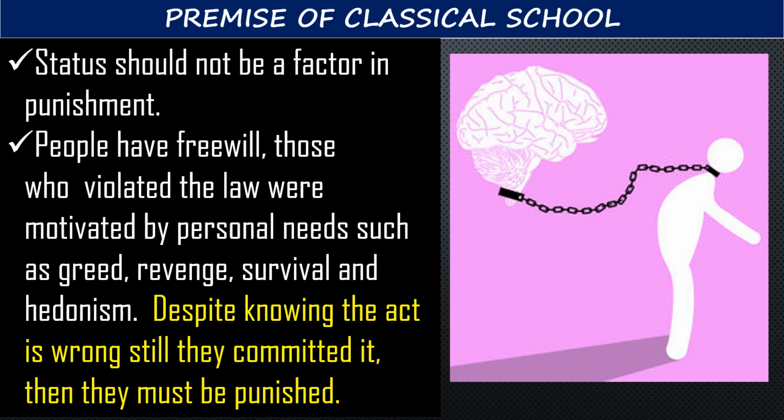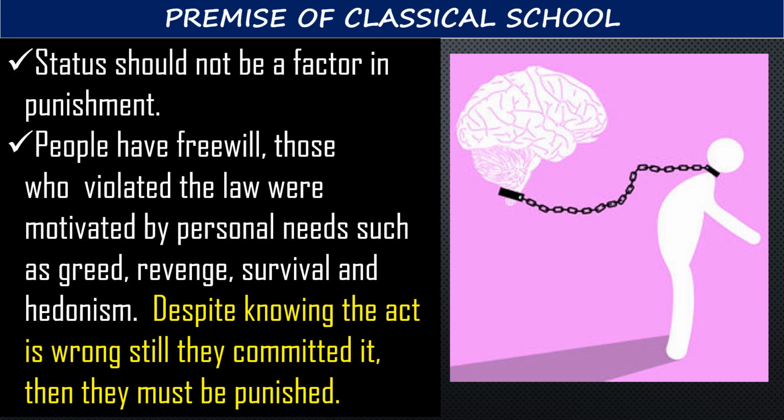So the classical school was saying that there should be equality of the law regardless of the status of an individual in our society, and people have free will, and those who have violated the law were motivated by personal needs such as greed, revenge, survival, and hedonism, meaning we are governed by our thoughts, by our mind, by our will. We are governed by that. So we do not do anything beyond what we are thinking. Despite knowing the act is wrong, still they committed it. Then they must be punished. That's one of the premises of the classical school.